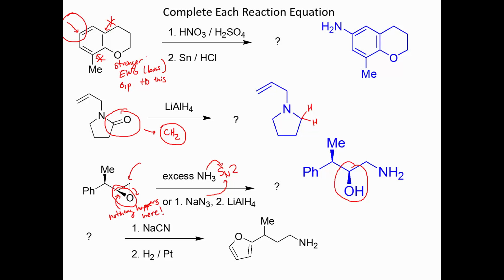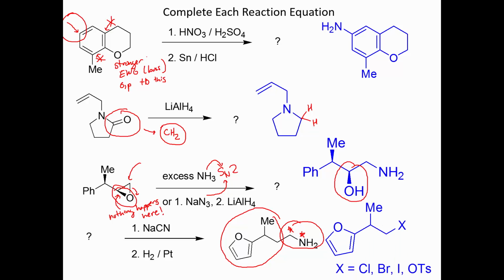Okay, and the last one, we're reacting something with sodium cyanide and then reducing the product. Okay, and remember that with sodium cyanide, not only do you introduce the NH2 group, you also introduce a carbon. So we're going to be introducing both of these atoms. Okay, so what do we need as a precursor? We're going to need something that has all of these atoms in it, and there should be a halogen at the point of attachment. All right, so this is what we need for this molecule.